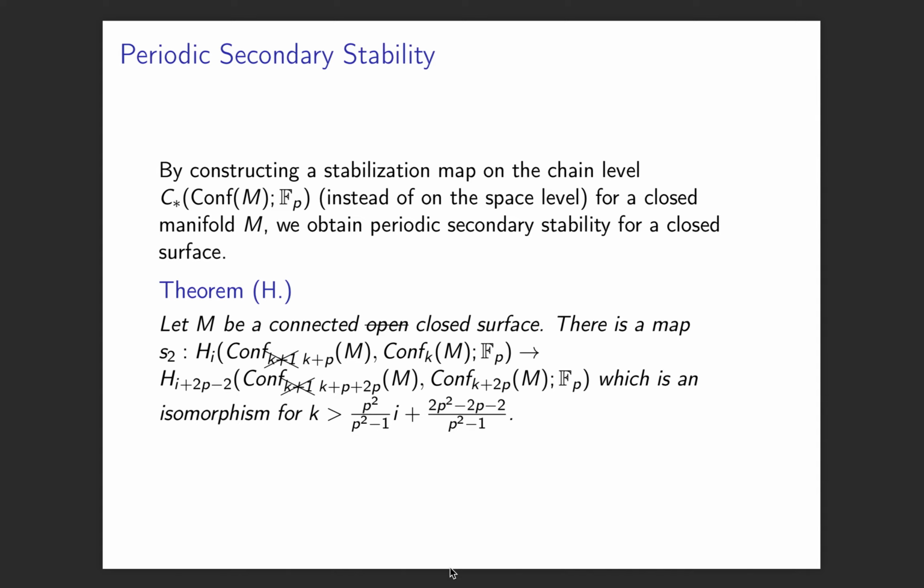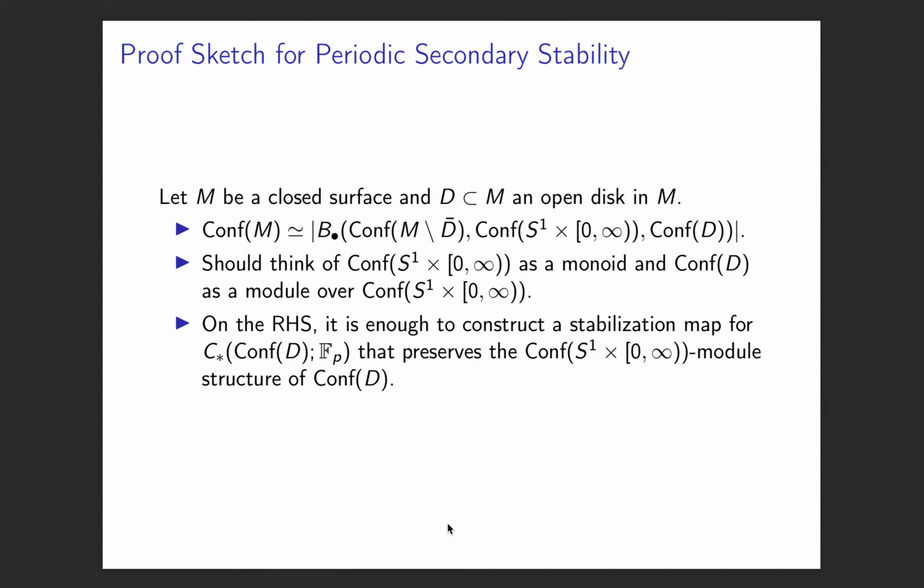And I should have added probably, by the way, that the map in this case is coming from this new stabilization map on chains on the configuration space of M. So I'm looking at chains of the configuration space of K plus P points on M relative to the configuration space of K points on M, of chains on the configuration space of K points on M under this new stabilization map on the chain level. And you get that it's an isomorphism in the same range as before.